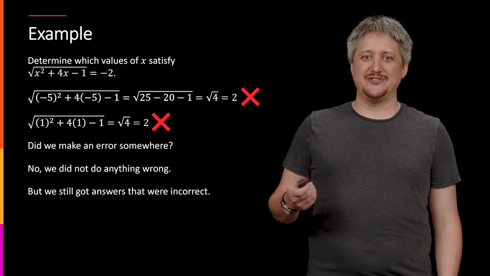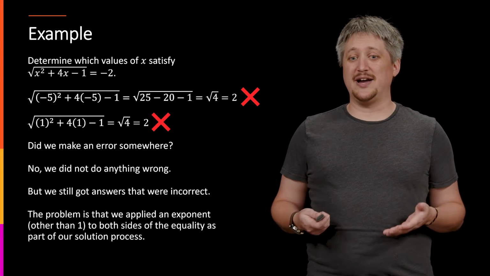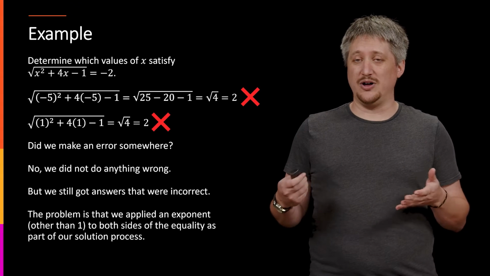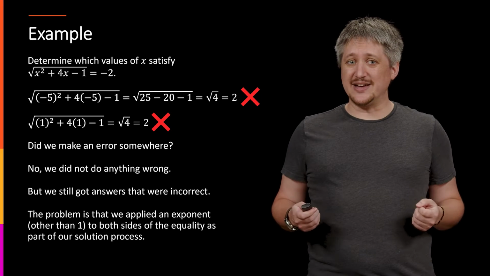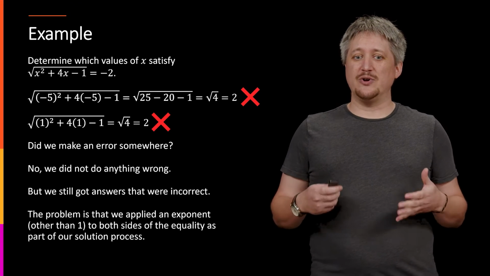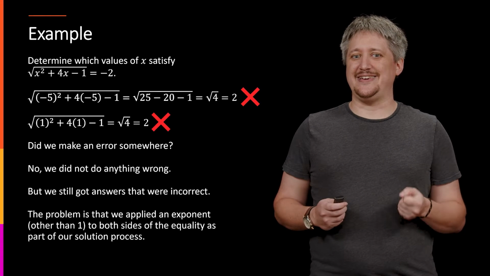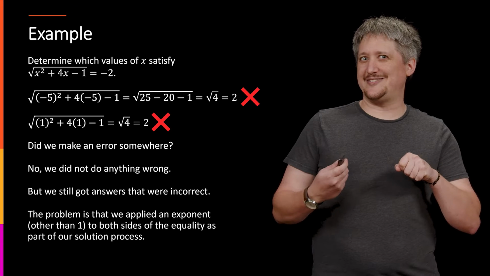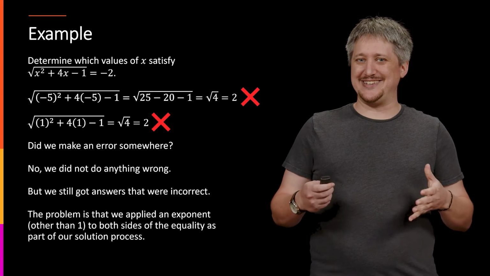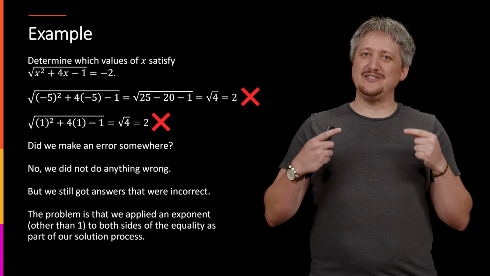Well, here's the big asterisk to this process. The problem is that we applied a power other than 1. We actually did something to both sides. And whenever you do that, in any context, you run the risk of introducing these things that are valid solutions, but not sound solutions, for any of you logic geeks in the crowd, meaning that they are things that we structurally solved correctly.